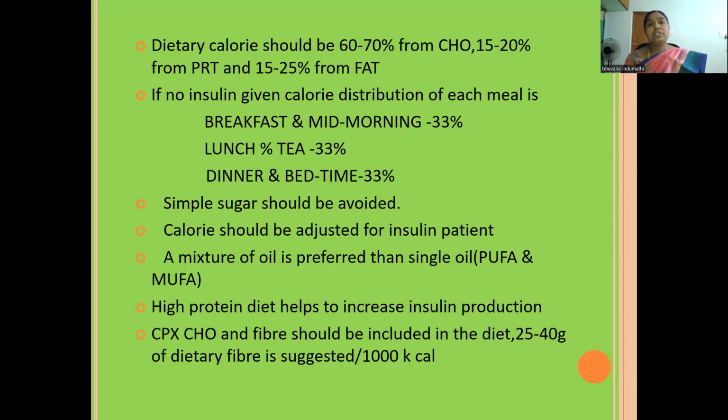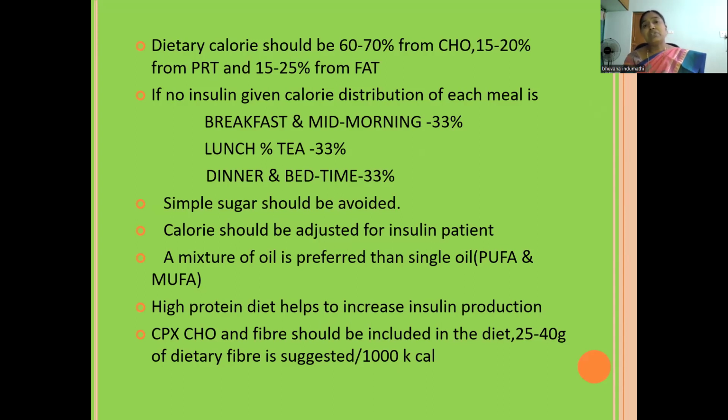Coming to the dietary considerations, we have to calculate and distribute the carbohydrate at 60 to 70%, and from protein it should be 15 to 20%, and from fat it should be 15 to 20%. If there is no insulin, the calorie distribution of each meal can be 33% for each of the 3 meals.